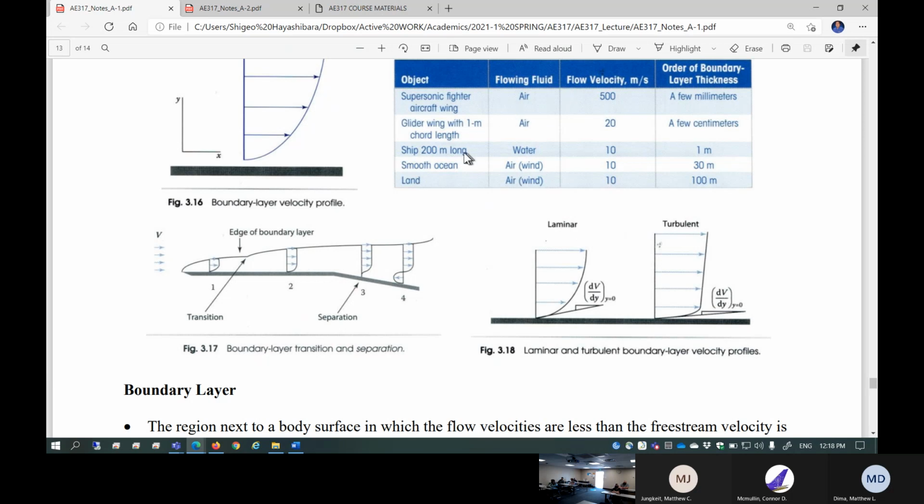Now, if you're talking about a ship in water, flow velocity 10 meters per second-ish, boundary layers are as thick as 1 meter. Well, you can sort of visualize it. If the ship is moving very slowly in a very dirty ocean, you can see the boundary layer, of course. Over smooth ocean and land, with wind over the land at a flow velocity of 10 meters per second, the boundary layer thickness is as thick as 100 meters.